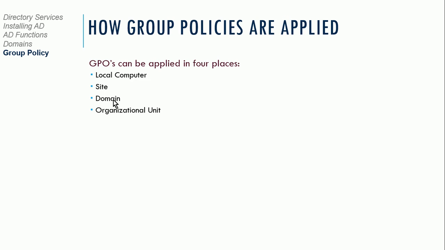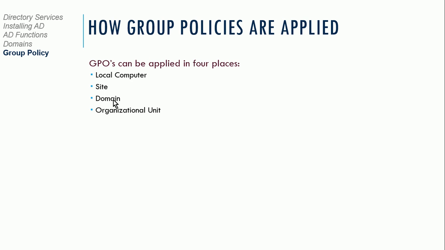The second thing is, even if you make a change to your group policy on the local computer, it gets overridden by any group policies at the site level. Anything at the site level is going to get overridden by the domain level, and anything at the domain level gets overridden by the organizational unit level.